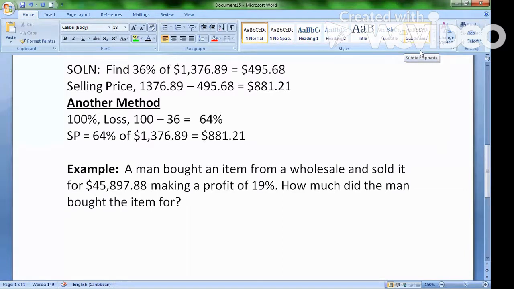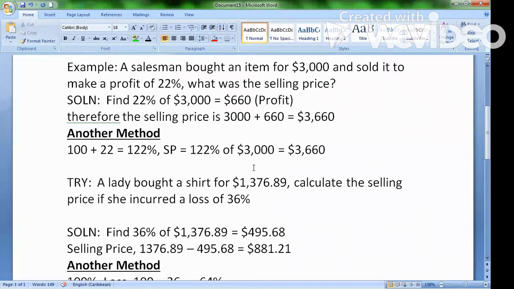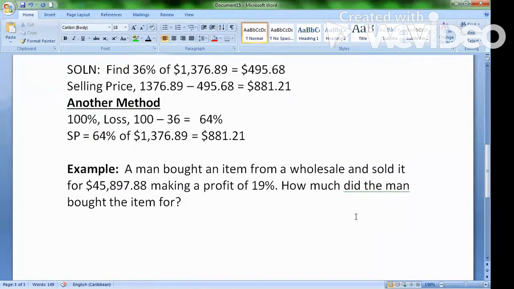So makes sense, Joe? So basically what this is saying is the man bought something, sold it to make a profit of that amount. How much did he buy it for? So you notice the question is set up differently from the previous one. The previous one is telling you how much the person bought it for, not true? So in this question, they're giving us the cost price and asking us to find the selling price. But in this question, they gave us the selling price and are asking how much we bought it for, or what is the cost price. Cost price. All right.